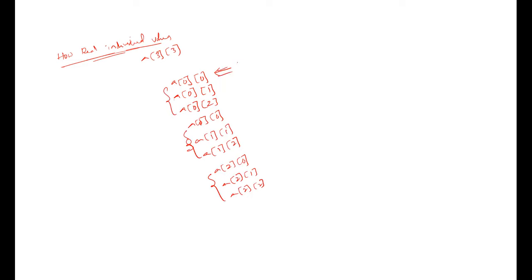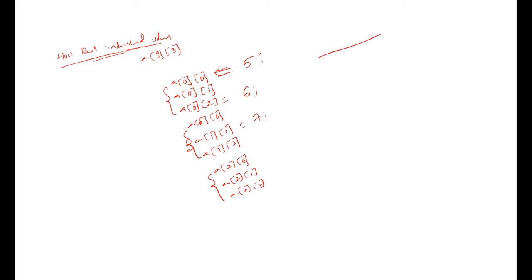For example, A of 0 0 equal to 5. I'm going to directly assign the value. A of 0 2 is equal to 6, I'm directly assigning the value. A of 1 1 is 7, I'm directly assigning the values. Individual values, I'm going to assign individual values. You can update the values.